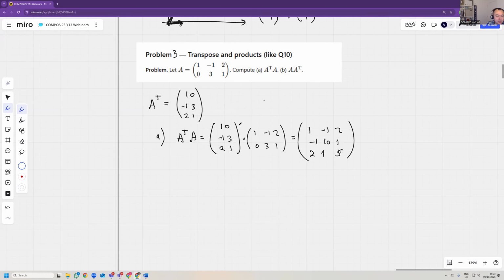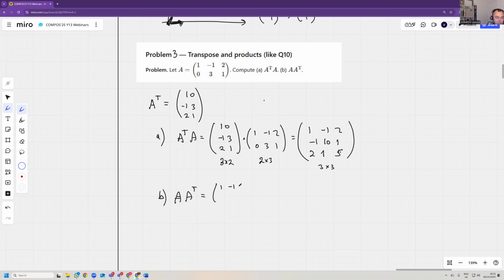So it's a 3 by 3 matrix. So this is a 3 by 2. This is a 2 by 3. So this is a 3 by 3. It has to be. And B, now the other way around. Now, multiplication of matrices is non-commutative. That means that AB is not BA. And I will demonstrate that. So AT times A is not the same as A times AT.